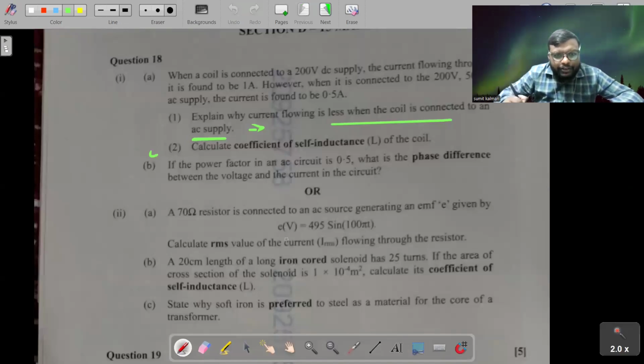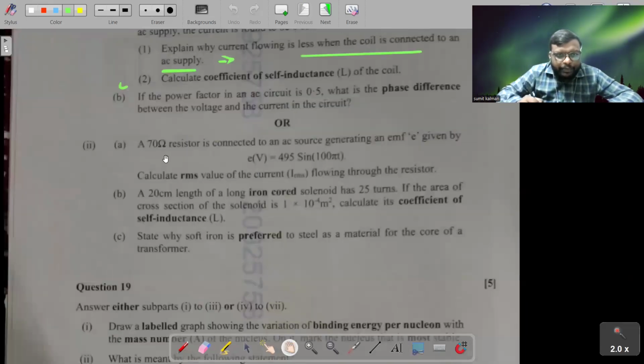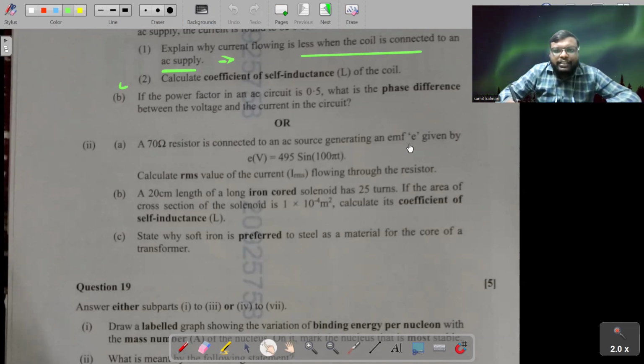Now students, we will see this part also, second A. The problem is like this: a 70 ohm resistor is connected to an AC source, generating an EMF E, and it is given by 495 sine 100 pi t. Calculate the RMS value of current flowing through the resistor. So in this problem, we have to calculate the RMS value of current, that is I RMS.